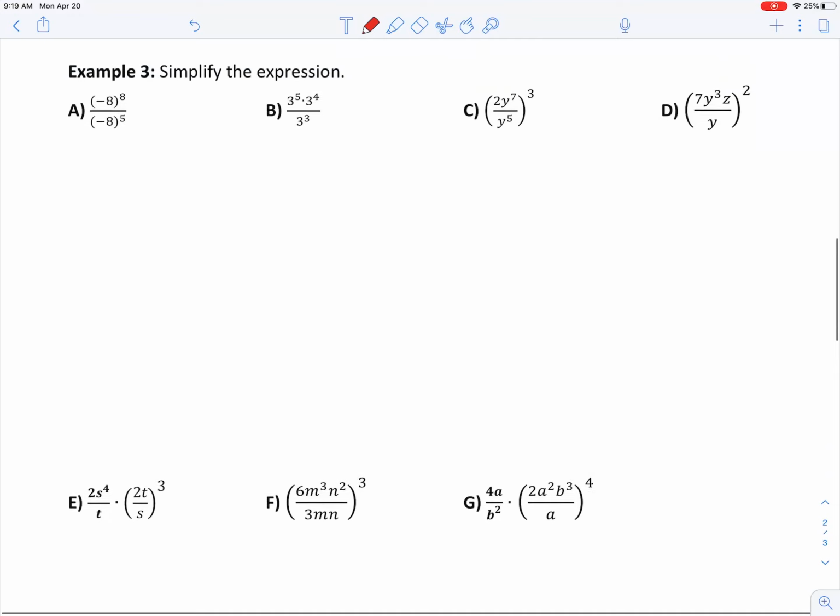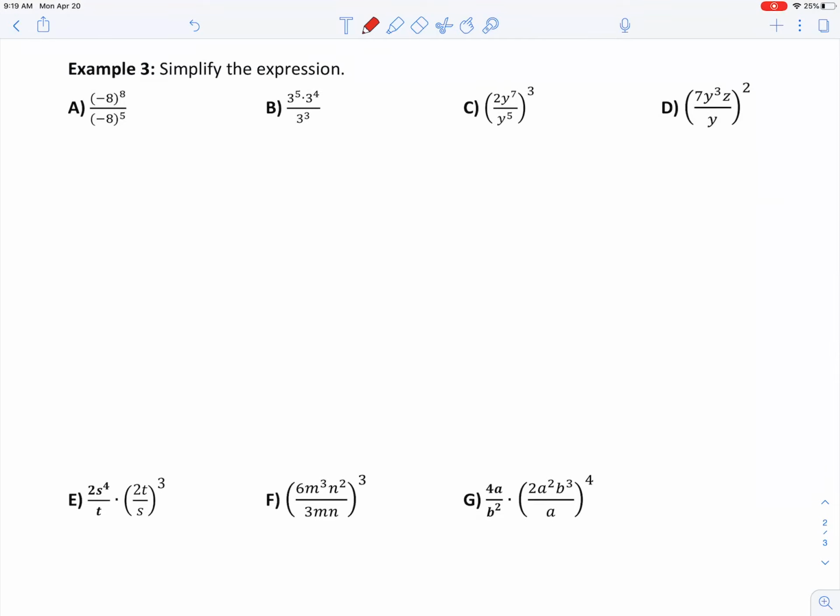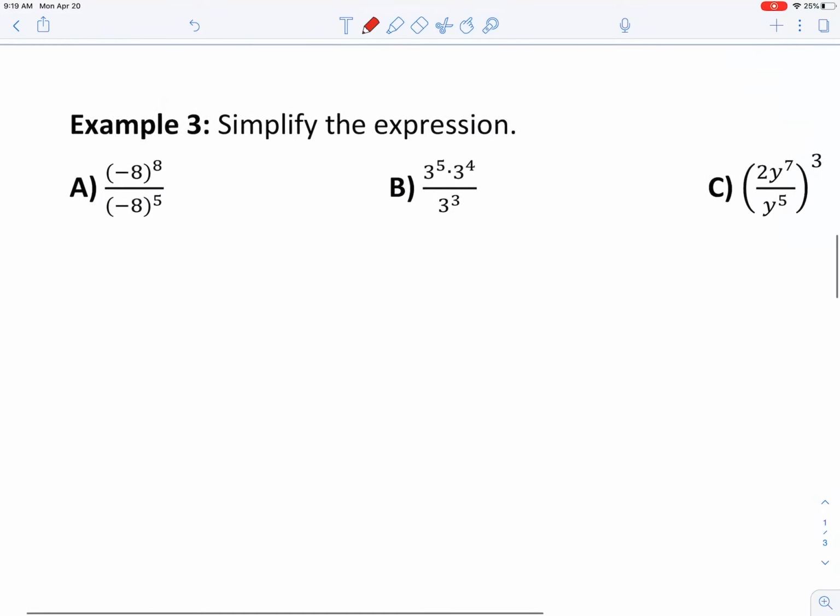All right, let's take our notes and let's flip over to the back side. Example 3, simplify the expression.